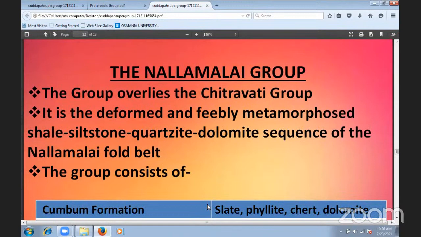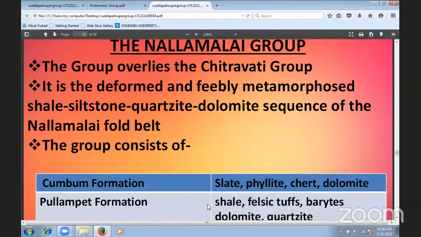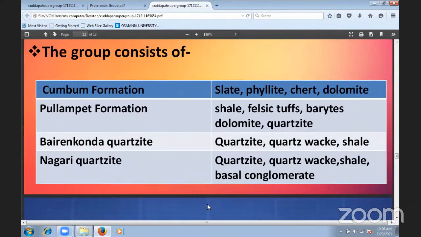Nallamalai group. The Nallamalai group overlies the Chitravati group. It is a deformed and weakly metamorphosed shale, siltstone, quartzite, dolomite sequence of the Nallamalai fold belt. The group consists of the Cumbum formation, Pullampet formation, Bairenkonda quartzite, Nagari quartzite, and these are mostly metamorphosed rocks, consisting mainly of quartzite, and later on basal conglomerate and shales, felsic tuffs, some barytes were formed.